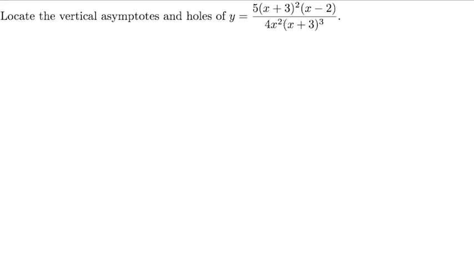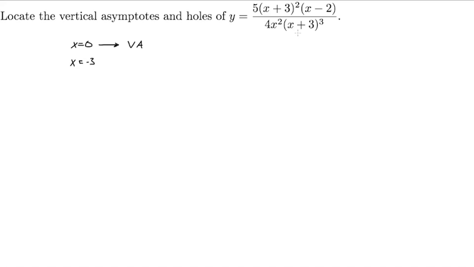Okay, so once again, we're going to look at the denominator. Find where the denominator is 0. So 4x squared, actually just x squared is what we focus on here. That x squared is going to be 0 when x equals 0. So there's one of the zeros in the denominator. And x plus 3 cubed, that's going to give us a 0 of x equals negative 3. Okay, x squared, I don't see any x squared terms up top, so that means that x equals 0 is going to give me a vertical asymptote.